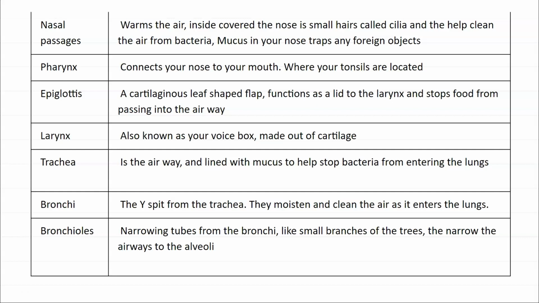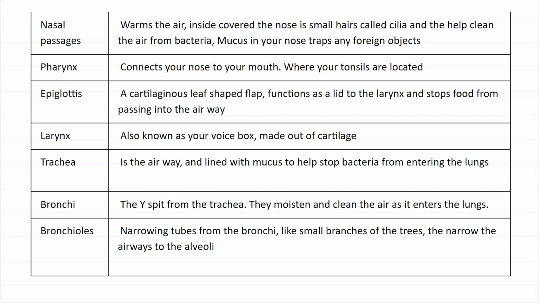Your larynx is your voice box, and it's made out of cartilage. If you start talking and take your hand and put it on your throat, you can actually feel vibrations in your throat. And that's because your voice box has vocal cords that vibrate, that allow for you to make sound that then your mouth creates words with.